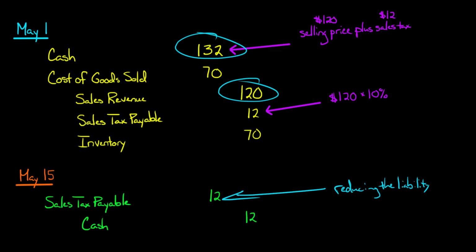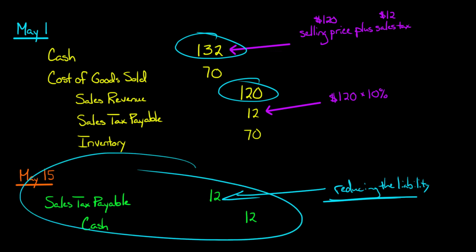But in reality, the company probably has other sales taxes they collect on behalf of other sales of other products. But we are reducing the liability. So the liability has been reduced on the balance sheet because the company no longer has that obligation to turn over the sales taxes, because it has done so on May 15th.